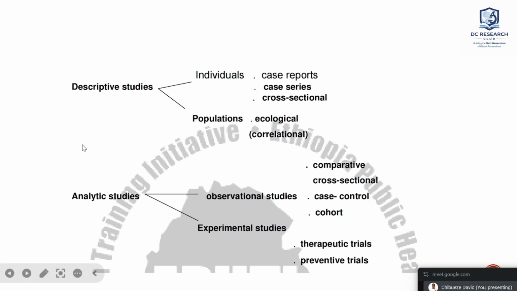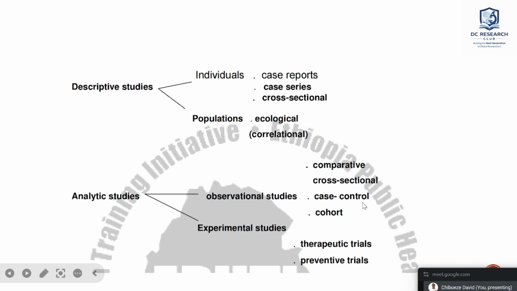And I'll move over to analytical studies. They can further be grouped into observational studies and experimental studies. Observational studies, we have comparative, when you're comparing between two groups. I've explained cross-sectional study. Cross-sectional study can also be descriptive or it can be analytical, depending on the context. And then we have cohort study. I've already explained that one: you are looking forward in time. You are tracking, following up on people for a measured outcome.